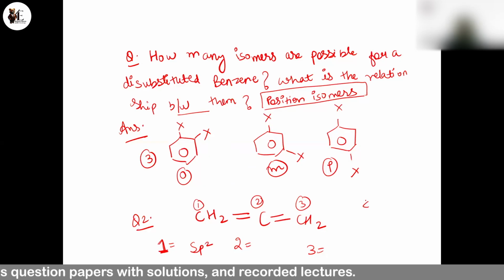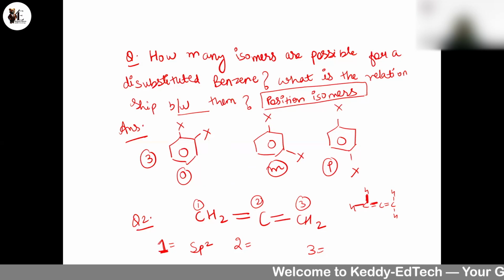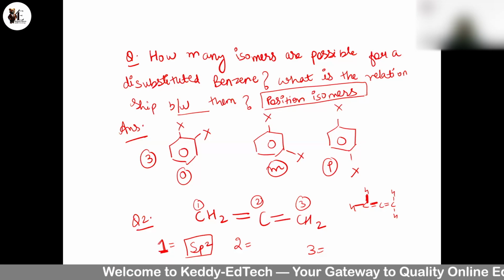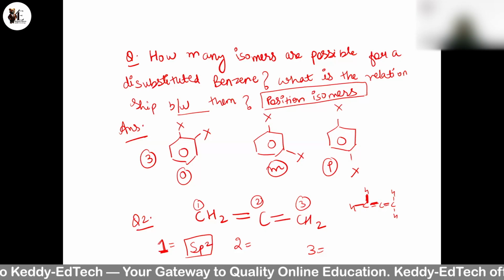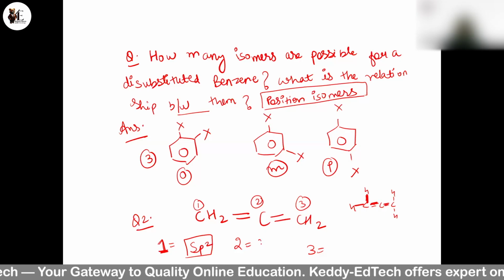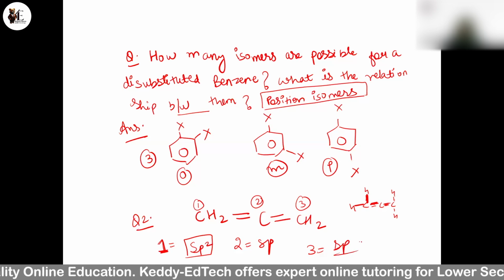If you write this structure like this, CH2 double bond C double bond CH2, count the number of sigma bonds only. 1, 2, and 3, because in a double bond there is 1 sigma and 1 pi. 3 means there is sp2 hybridization, 1 from s and 2 from p. In the second carbon atom, only 2 sigma bonds are there, right? One is this and one is this. So it is sp. And in the third one also, 1, 2, and 3, so it is sp2 hybridization.